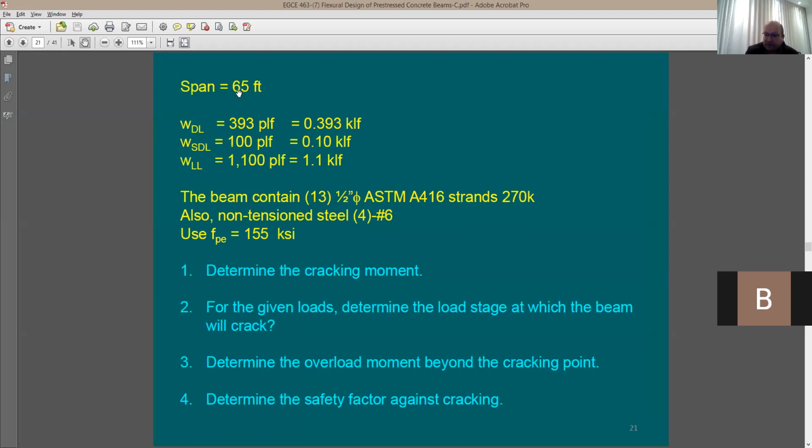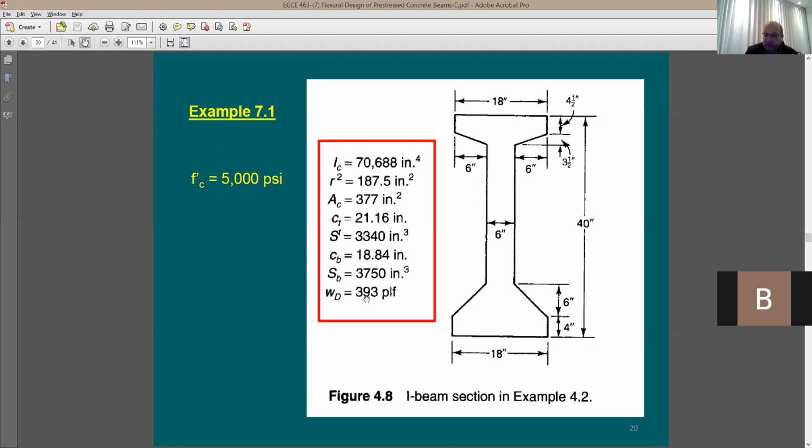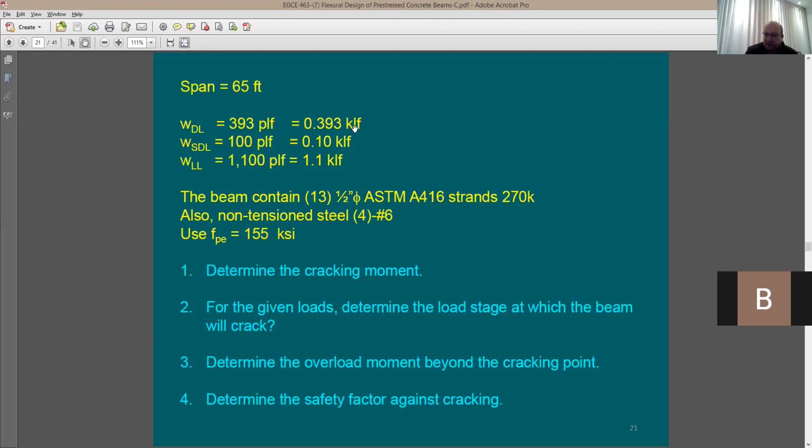The span is given to us. It says here 65 feet. This is going to be the full span. Dead load 393, like what is mentioned here, per linear foot, meaning 0.393 kip per linear foot. Here is the superimposed dead load, 0.1 kip per linear foot. Live load is going to be 1.1 kip per linear foot. All of this information is given to us.